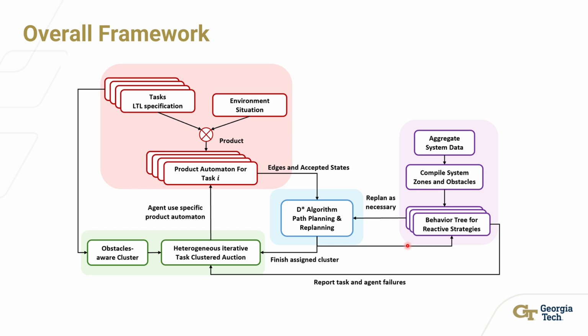In the task allocation module, we consider both the heterogeneity of robot capabilities and the diversity of task types. The task clustering process is informed by a cost map that accounts for obstacles in the environment. This helps ensure that tasks separated by significant barriers, such as walls, are not clustered together.